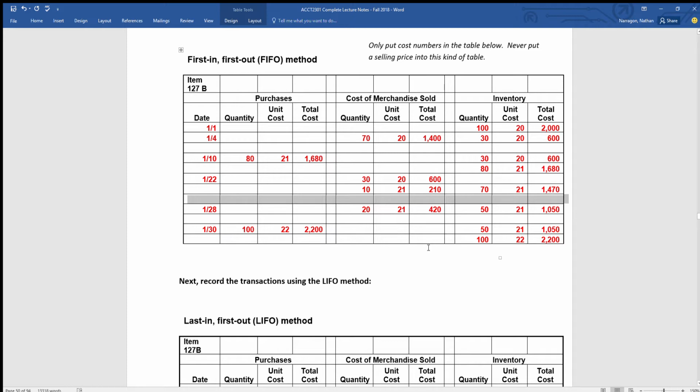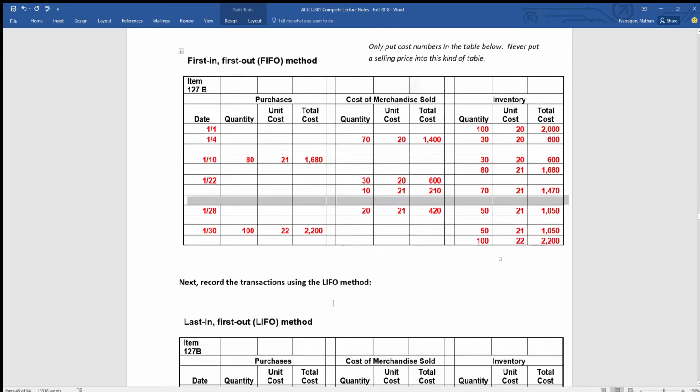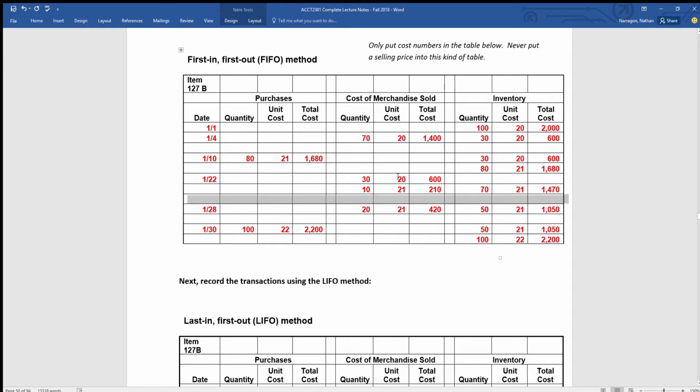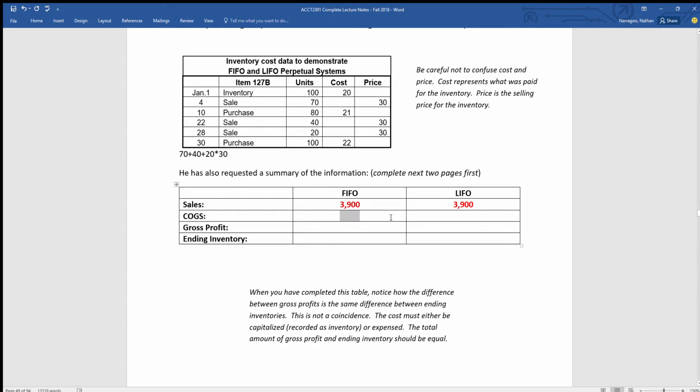So for cost of goods sold, to get the numbers we need in the chart, you will have to add up these amounts. This column right here gets added. All those numbers get added. That's my cost of goods sold. If you add them all up, you would get 2,630.